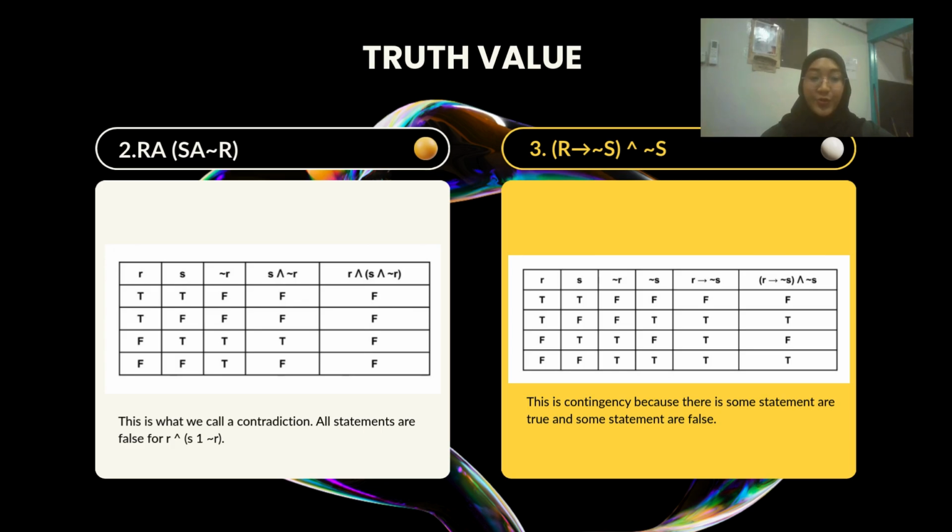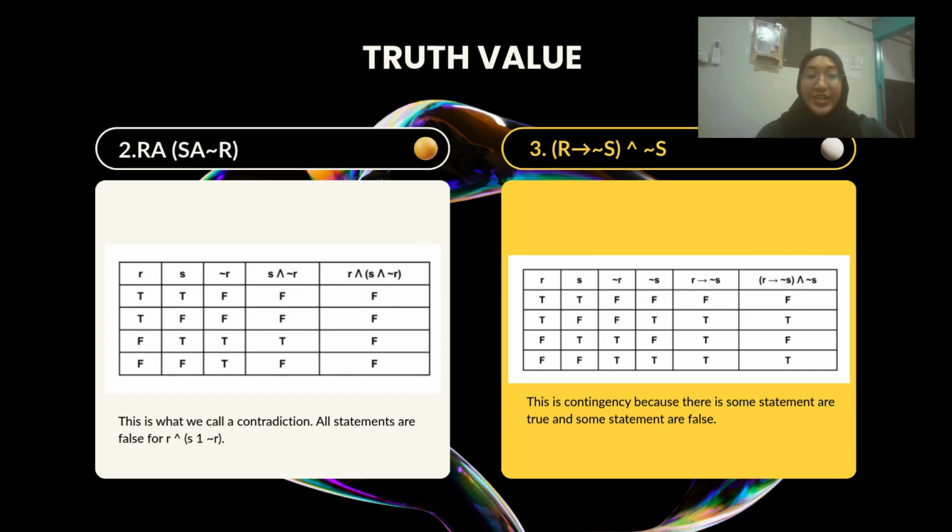For example 2, we have R and bracket S and negation R. From what we can see in the table, this is what we call a contradiction. All statements are false for R and bracket S and negation R.